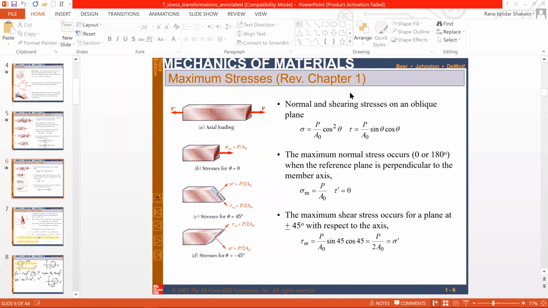These are from chapter 7. So this is the revision. Sigma equals P over A naught cos square theta, tau equals P over A naught sin theta cos theta. And when sigma is maximum, tau is 0. And when tau is maximum, sigma is not necessarily equal to 0, right?